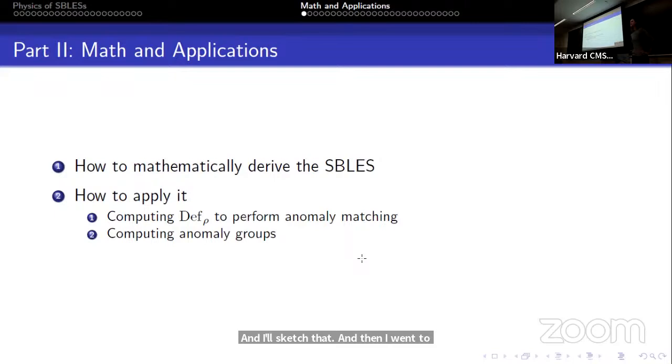So Leon already gave a bunch of great examples. I'm going to revisit the defect anomaly matching map and address the question you brought up, Jubin, about how do I know if it's injective or surjective? How do I use the long exact sequence to see what the map actually is, and then use that to deduce something about the system I'm studying.